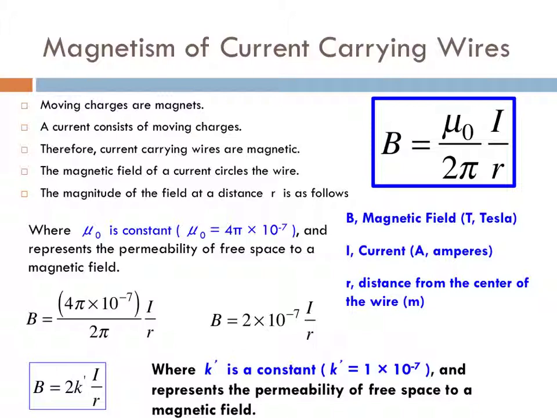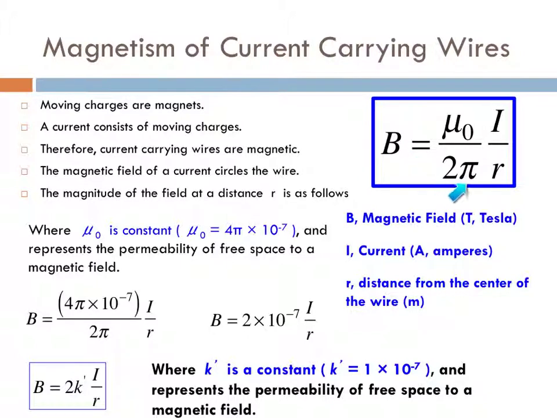Now we can calculate the strength of that magnetic field using this new equation. Again, B is magnetic field with units of Tesla. Mu naught is a constant, which is 4 pi times 10 to the negative 7. I is current in units of amps. And r, again, is distance away from the center of the wire.